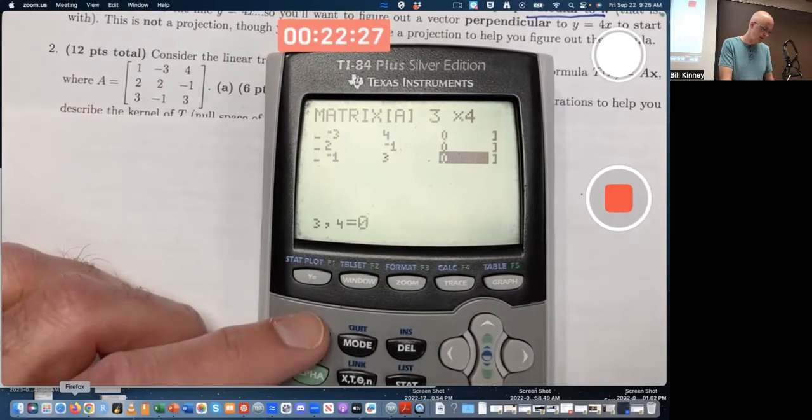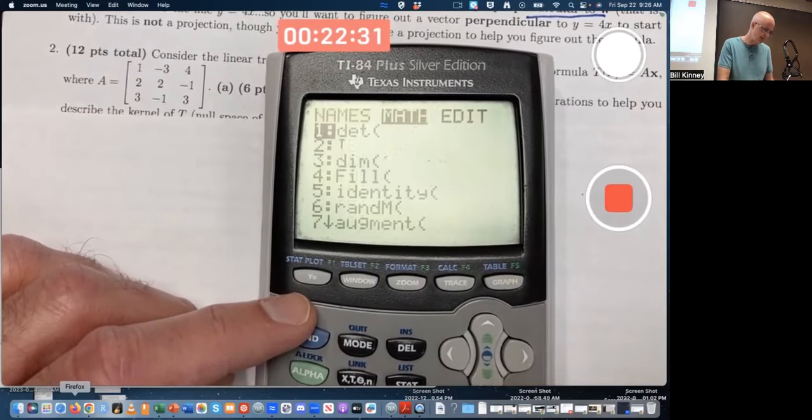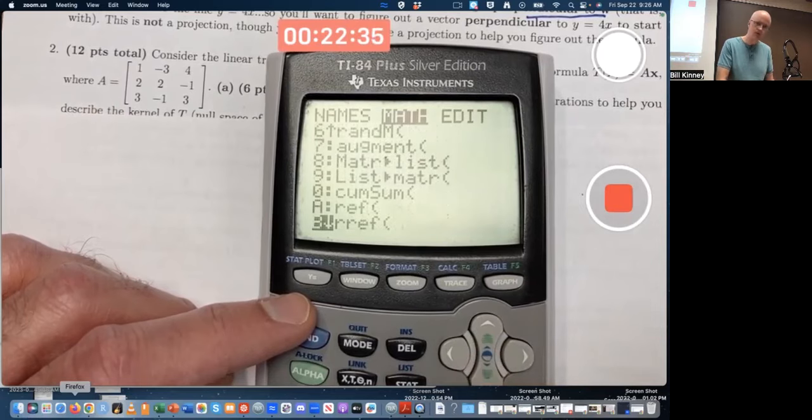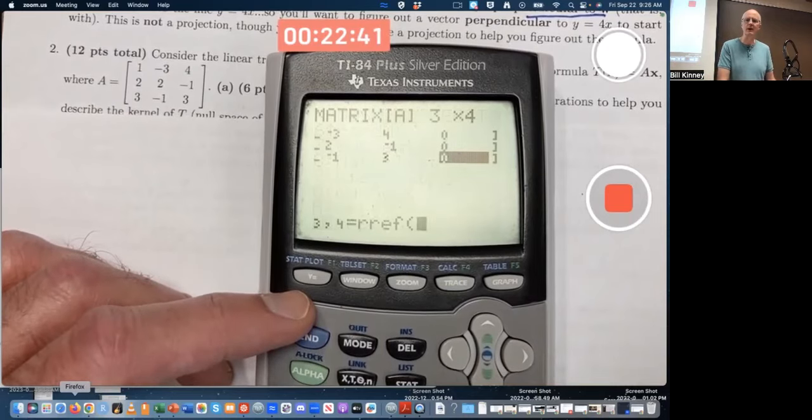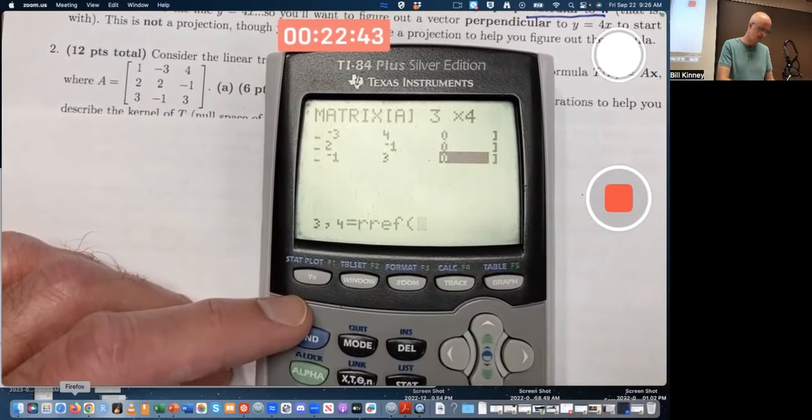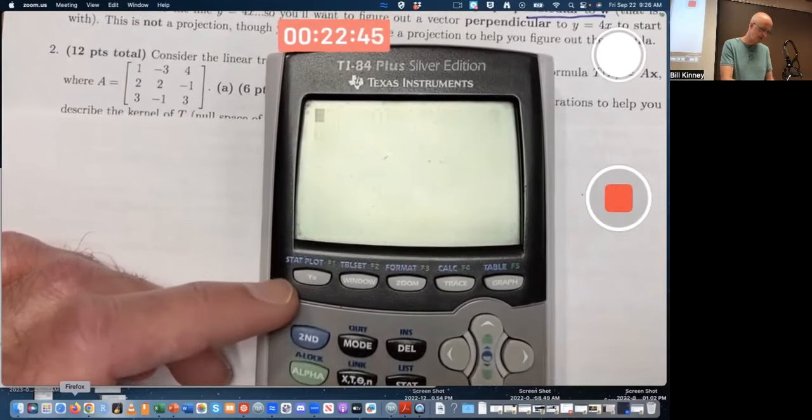So there we are. There's the matrix, if I did not make a mistake. Now go back to the matrix menu, do your math. RREF is what you want. Reduced row echelon form is what that stands for. Reduced row echelon form. Nope, not there though. Got to go back to my main screen.